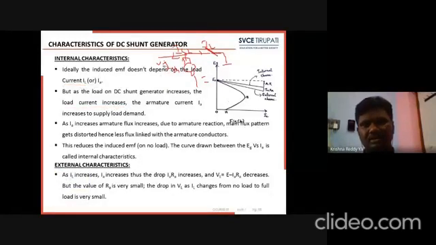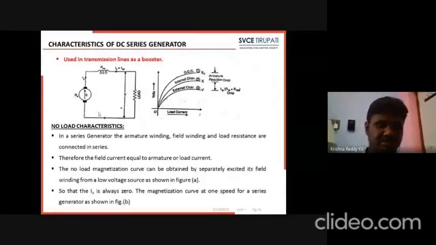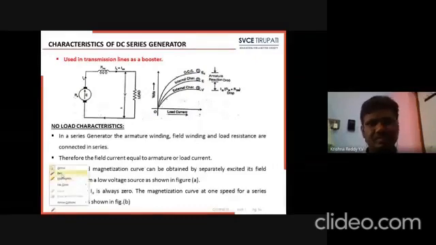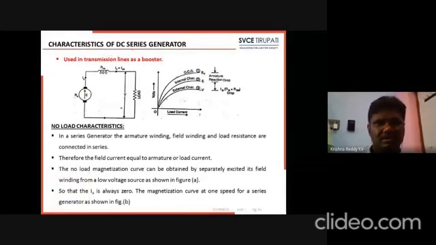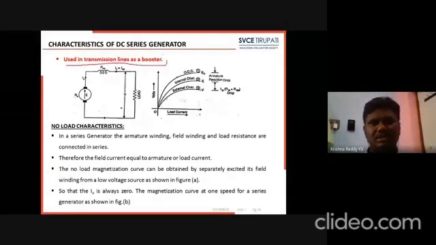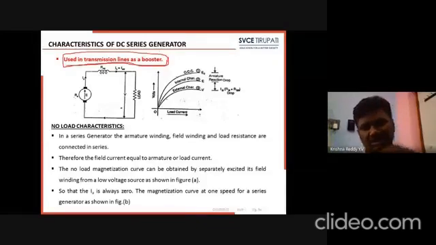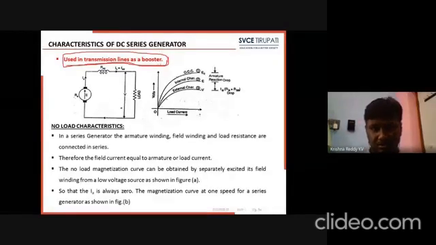Next, we have the series generator, the DC series generator. These DC series generators are used in transmission lines as boosters. I will conclude why we use these DC series generators as boosters in transmission lines.